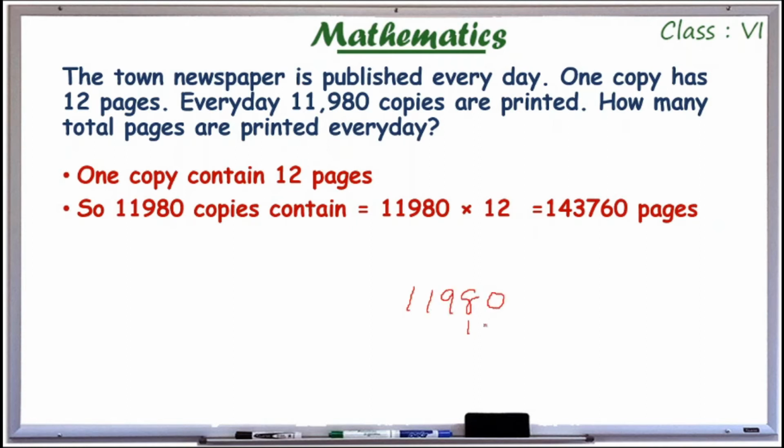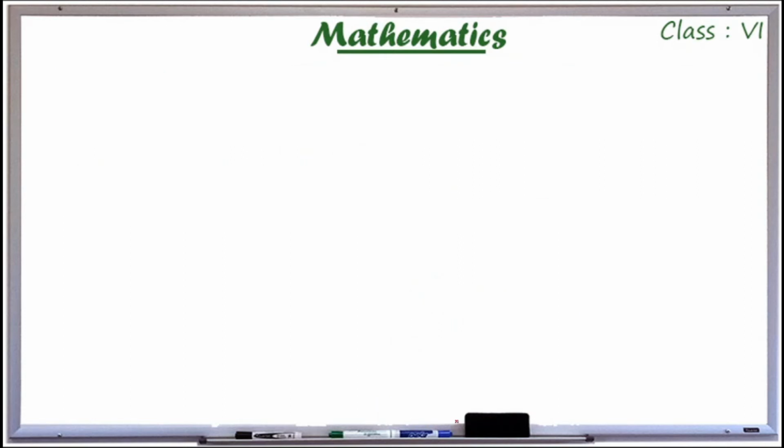11,980 into 12. So 0, 8 into 2 is equal to 16, remainder 1, 92, 9 into 2 is equal to 18 plus 1, 19, remainder 1, 1 into 2 plus 1, 3, 1 into 2 is equal to 2. Also, I hope you know the multiplication. So the answer is 1,43,760.